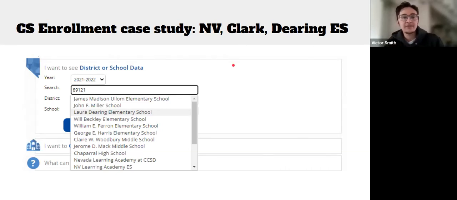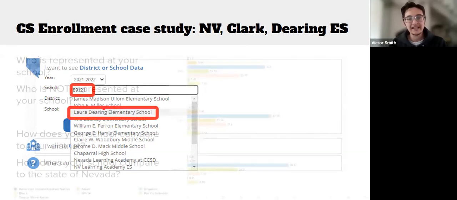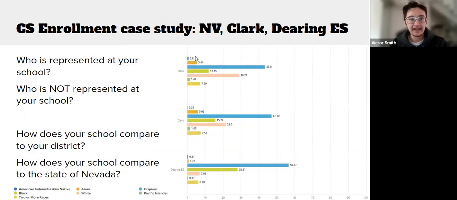It goes to the Nevada State Report Card. And so you would search by your zip code, find your school, and it has interactive data. And it's just good practice to think who is represented at your school. How does that compare to your county? How does that compare to the state? And then how does that compare to diverse picture books?